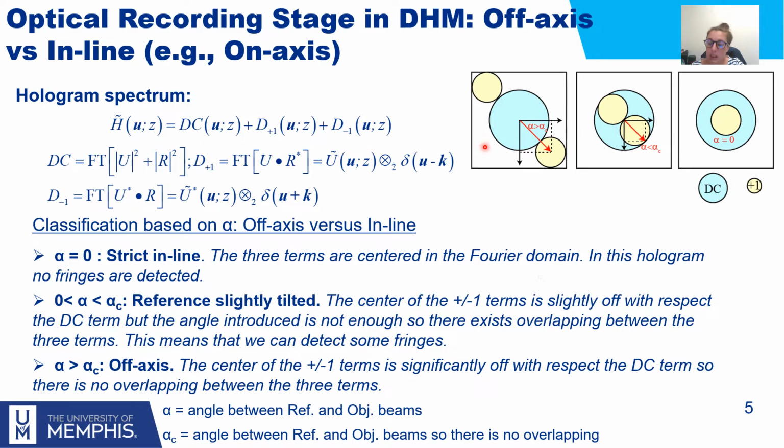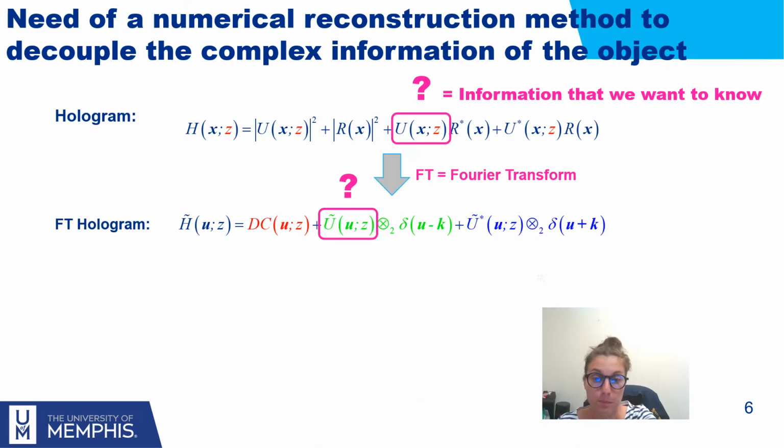And the off-axis are when the three terms are placed in completely different regions in the Fourier domain, so there is no overlay between them. So the separation between the terms is controlled by the interference angle, and there is one angle that we consider the minimum angle, alpha sub c, which is the threshold to be the system off axis or slightly off axis.